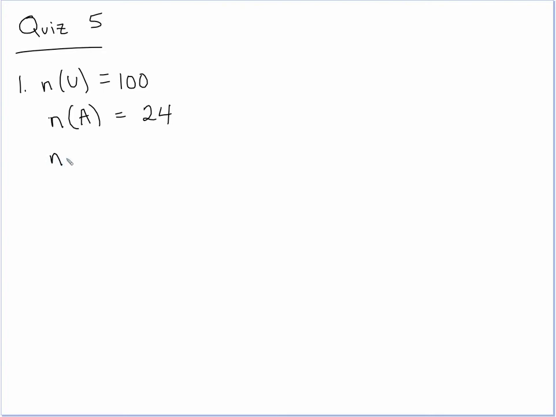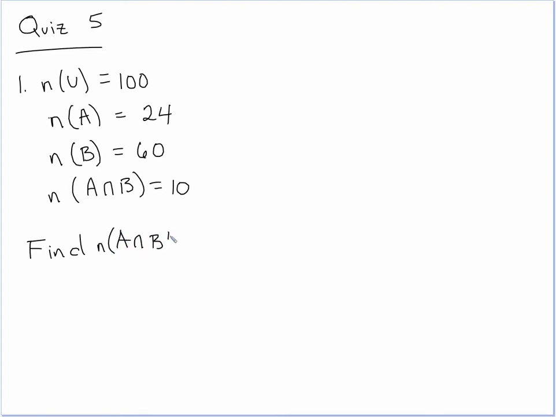So today we want to look at the solutions for quiz 5. And so the first question has this information. N of the universe is 100. N of A, the set A, is 24. B is 60. The intersection is 10, and I want to find the cardinality of A intersect B complement.